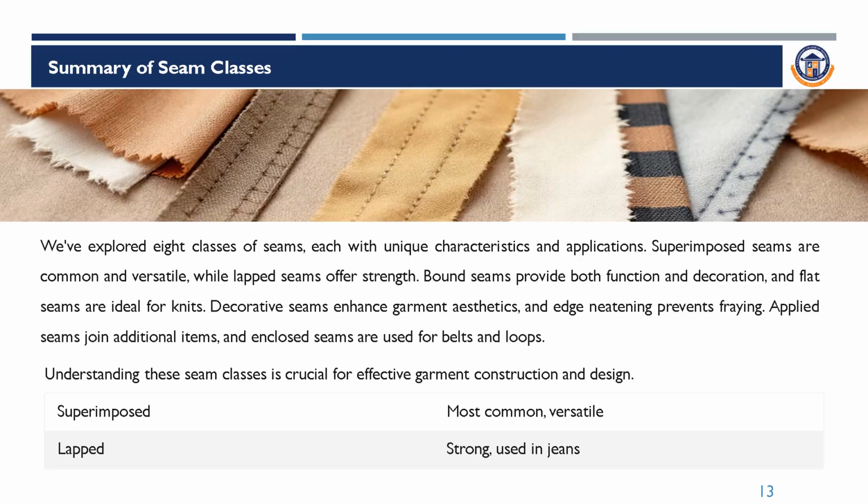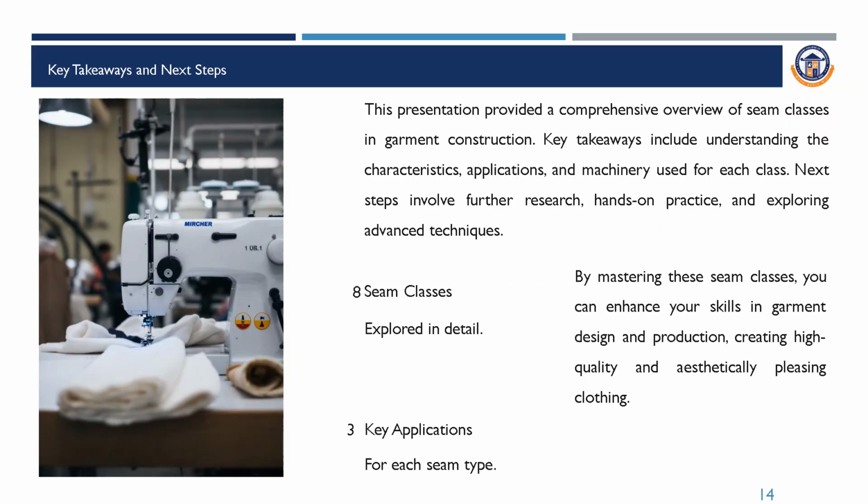Understanding of these seam classes is crucial for effective garment construction and design. Superimposed is the most commonly used seam, and it is versatile. Lapped is very strong, and it is used in jeans. Key takeaway from the entire learning: this presentation provides a comprehensive overview of seam classes in garment construction. Key takeaways include understanding the characteristics, applications, and machinery used for each class.